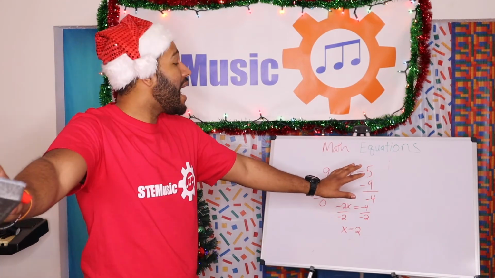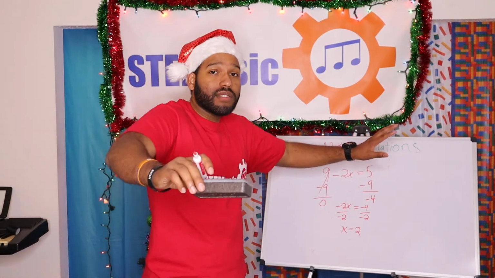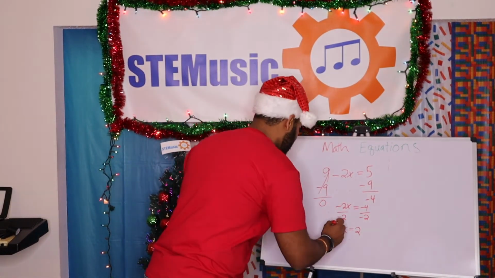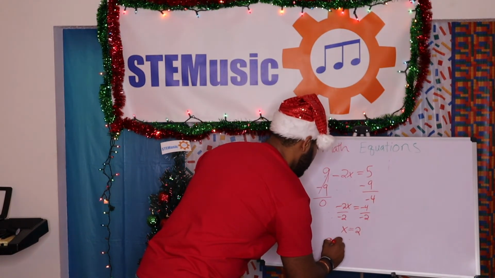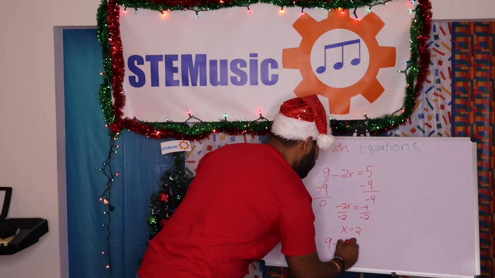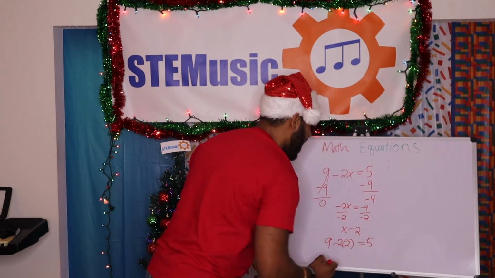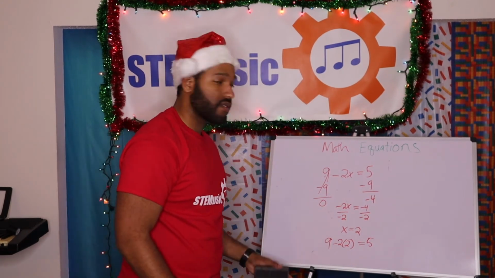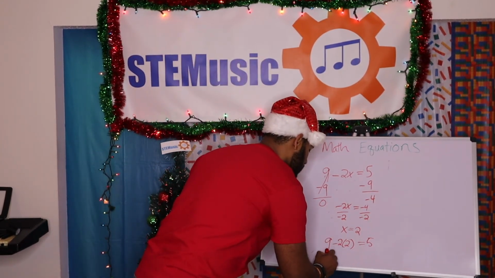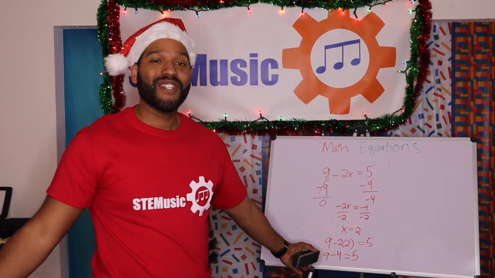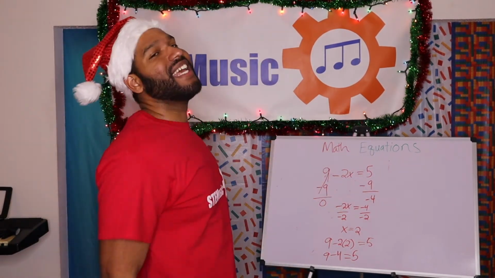But we've got to wait, because we've got to plug it in to see if it's okay. 9 minus 2 times 2, because x equals 2, equals 5. So 9 minus 2 times 2, we know, is 4. 9 minus 4 equals 5. You did it. You were great.